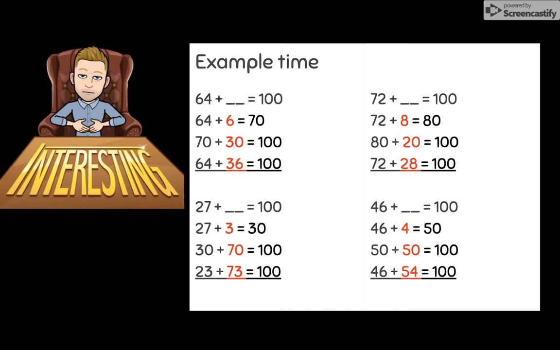How much have I added on in total to get to 100? I've gone 46 plus 4, gave me 50. Then I've added another 50 on. So in total, I've added 54 onto 46 to get it to 100.